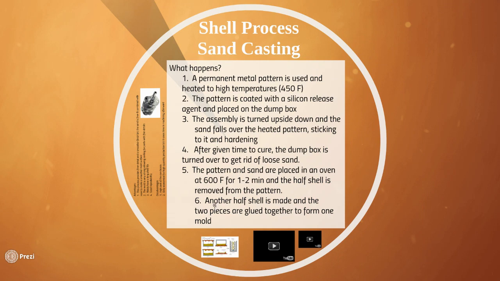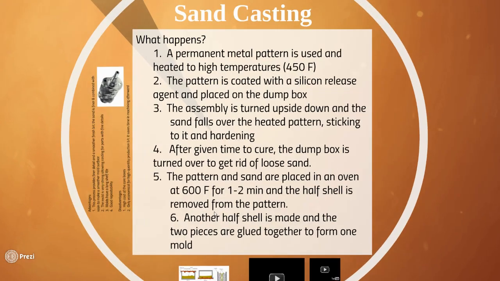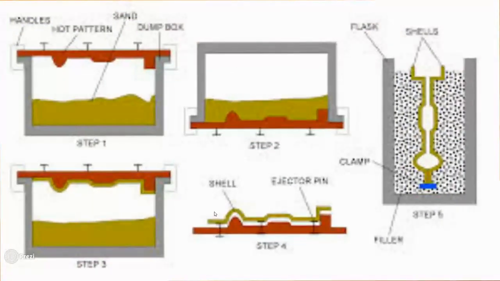So you do that one more time. You put the two halves together, and then you have a whole shell. You put that in a box with some sand around supporting it, and then pour your metal down in between the two. So this is kind of what it looks like. Here's a diagram.